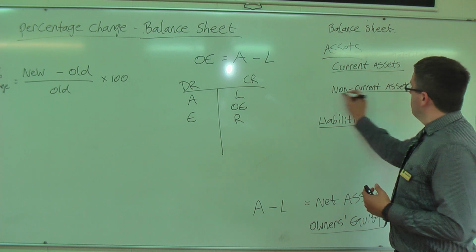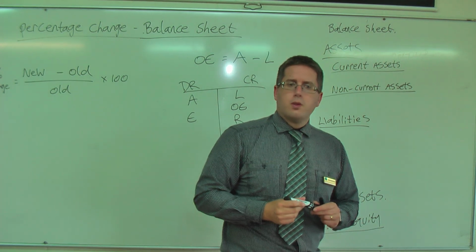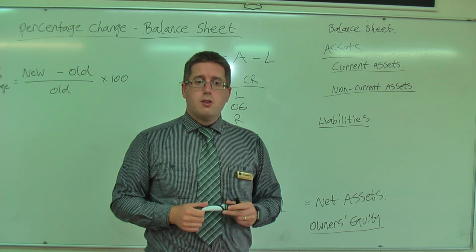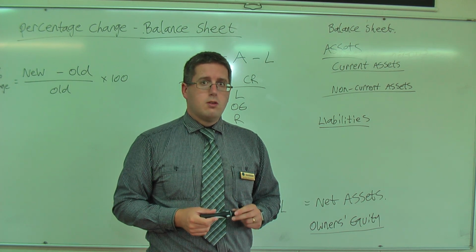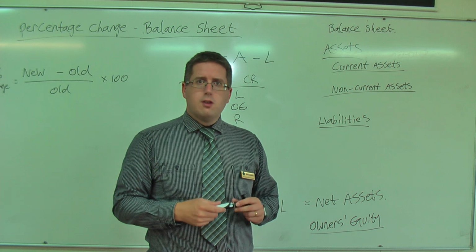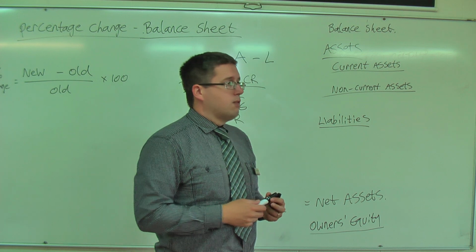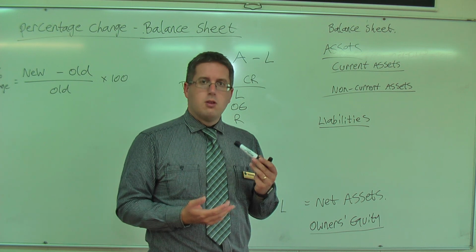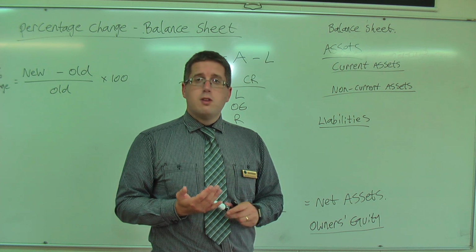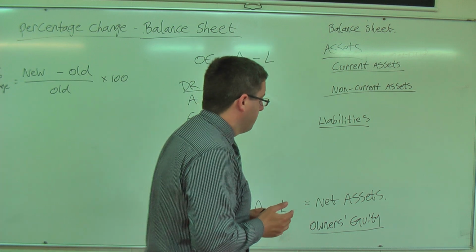Non-current assets, these are the ones that you're going to be holding on to for a long time. Non-current assets, so you're going to hold on to them for more than 12 months. And these are the things like fixed assets that you are going to keep and help you run your business. So you've got equipment, land, your buildings, vehicles, computers. All of these things are what's called non-current assets.